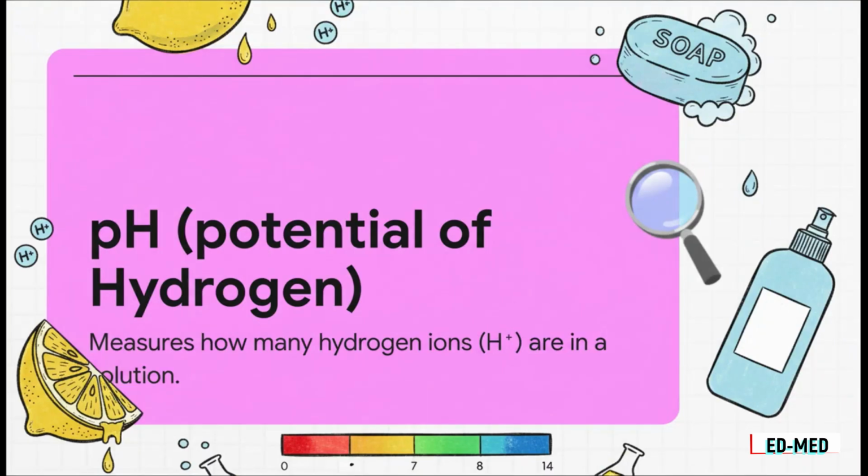Okay, so what does pH even stand for? It actually means potential of hydrogen. And at its core, the scale is just counting something. It's counting the concentration of hydrogen ions, those tiny H+ particles that are floating around in a solution.